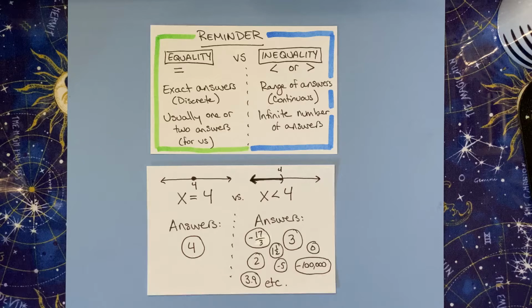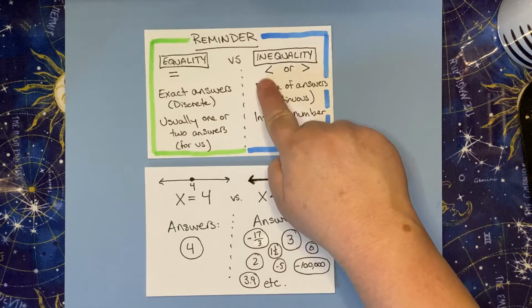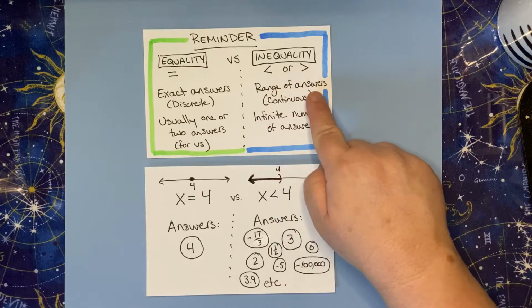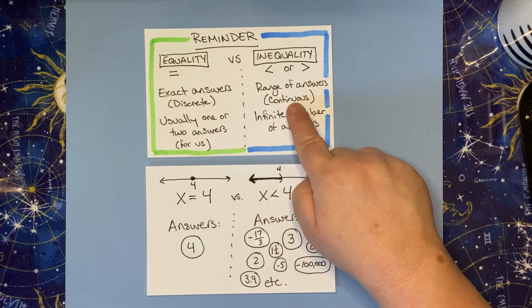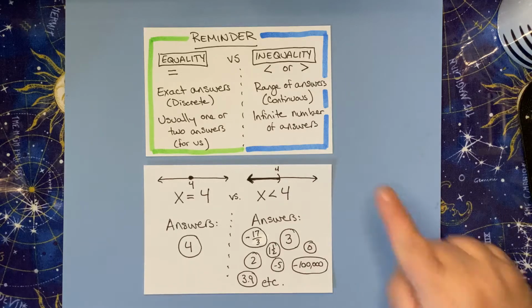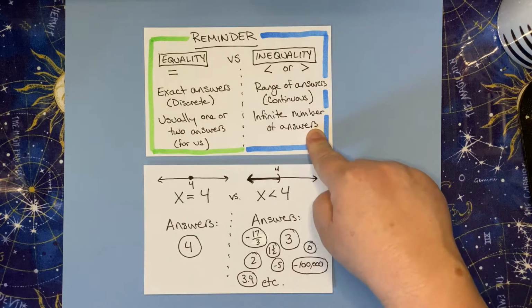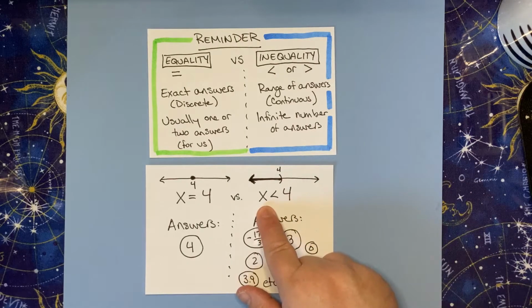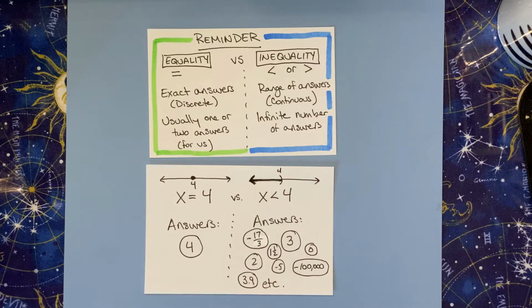Now, what's going on with inequality? With inequality, so less than or greater than, or less than or equal to, or greater than or equal to, we're going to get a range of answers. This is, in math, considered continuous as opposed to just points, which is discrete. Usually, we'll be looking at an infinite number of answers. For example, how many numbers are less than 4? A whole lot of numbers. I wrote down a few of them: negative 17 thirds, 3, 1.5, negative 5, 0, negative 100,000, etc. So usually we're talking about an infinite number of answers.